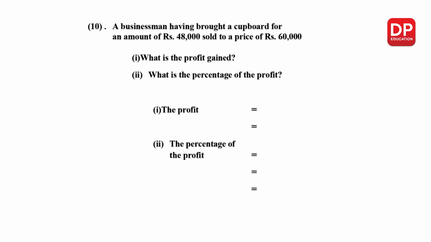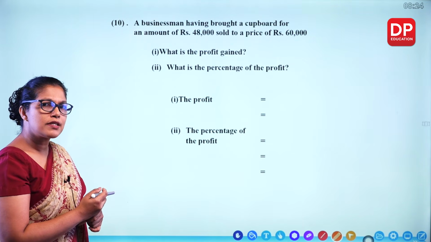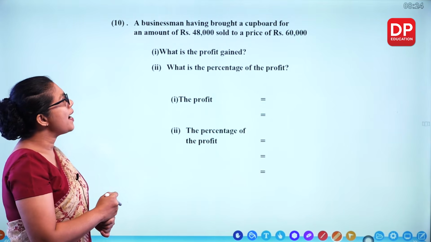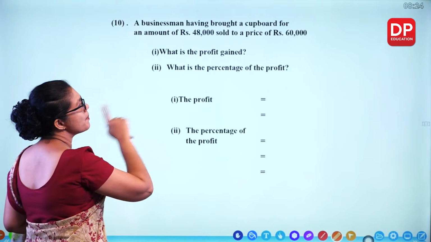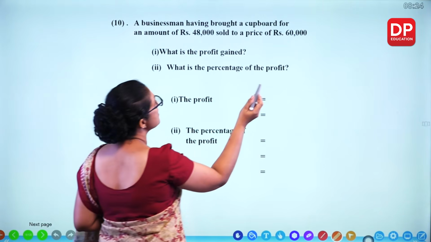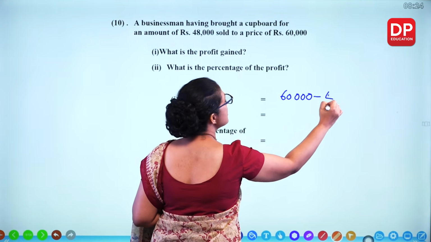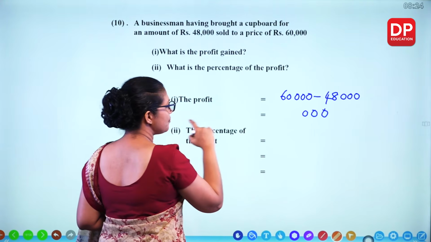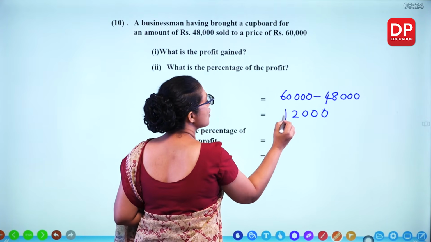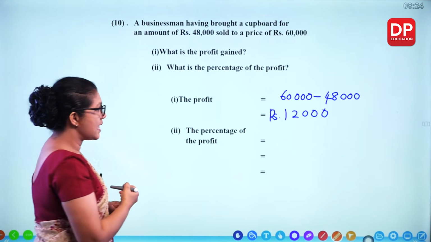A businessman having bought a cupboard for an amount of 48,000 sold it at a price of 60,000. Is it a loss or a profit? Selling price is more than the buying price, so this is a profit. What is the profit gain? What is the percentage of the profit? So what's the difference? 60,000 minus 48,000. So you get 12,000 rupees profit.